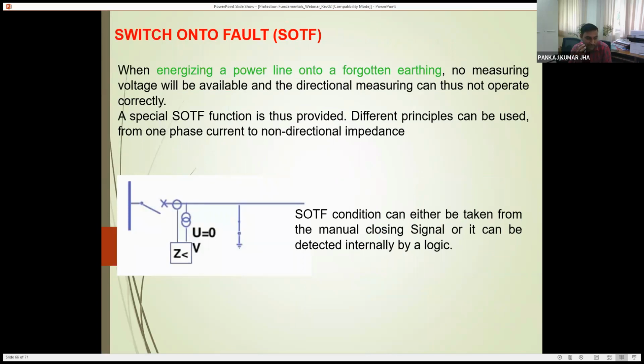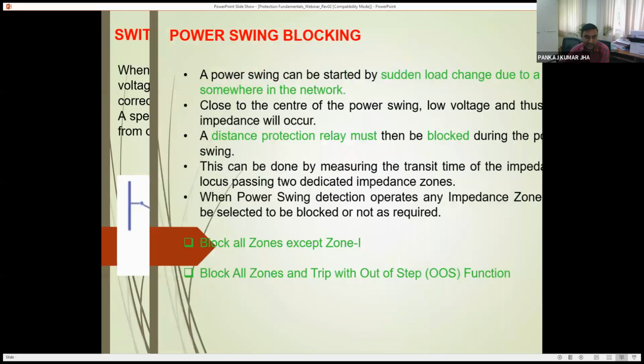What is SOTF? SOTF is basically switch on to fault. Whenever we are closing a circuit breaker onto an existing fault on the transmission line, your voltage might not develop properly and you are having a large amount of current. So you want this fault to be isolated as quickly as possible, and for that we use the SOTF feature. Second is power swing.